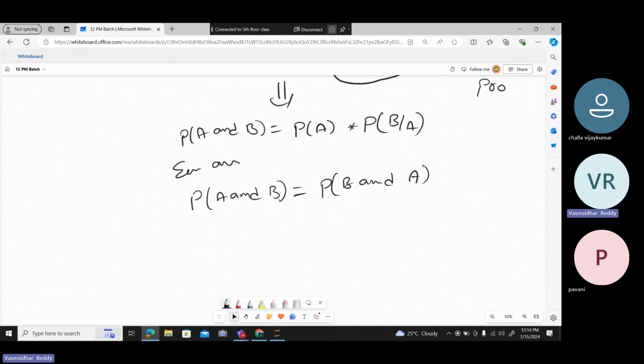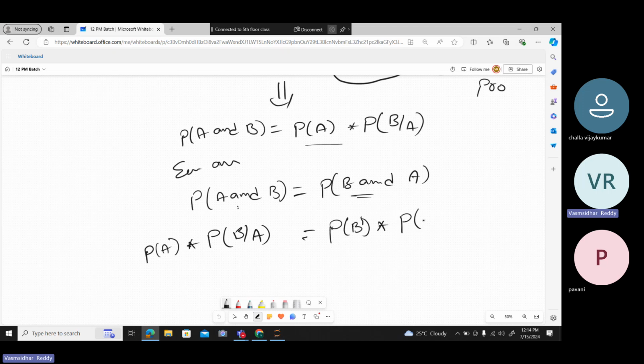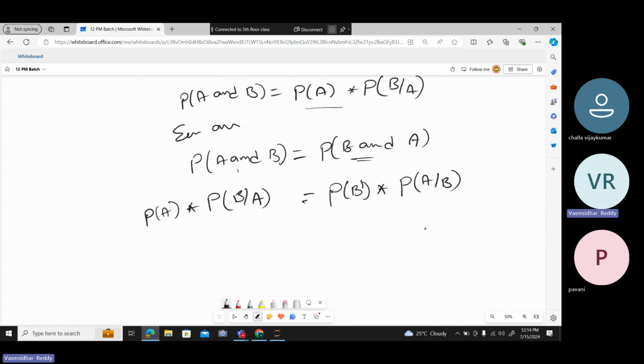What is the expansion of P of A and B? It is P of A into P of B by A. And what is the expansion of P of B and A? P of B into P of A by B. Understand? Clear? So P of A into P of B by A equals P of B into P of A by B. Both are the same, right?